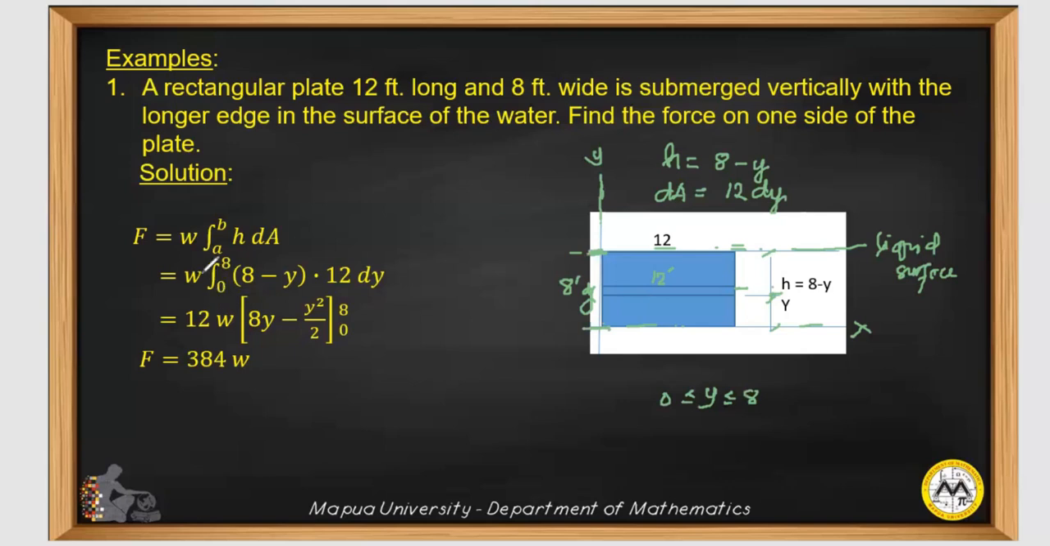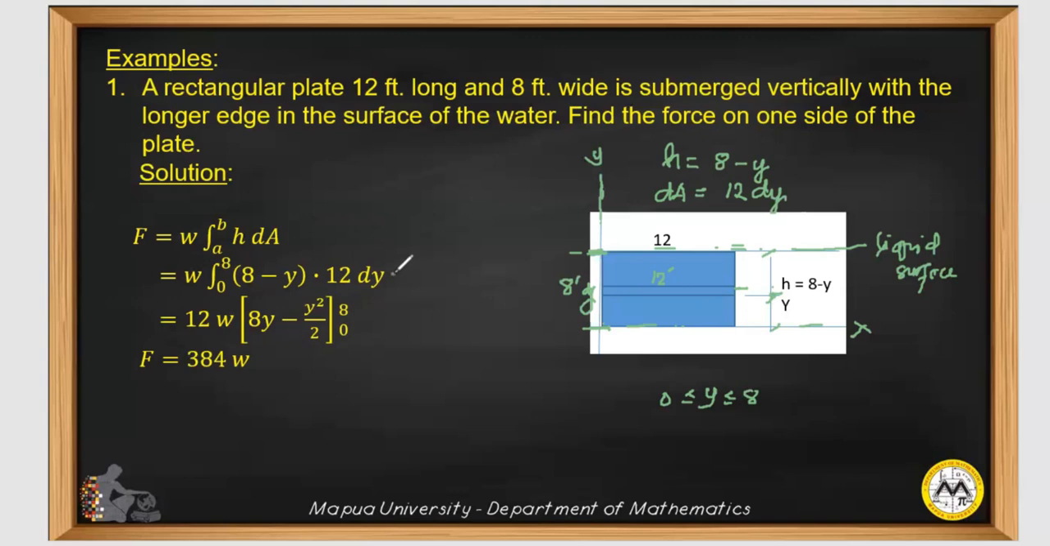And we can write 12, a constant factor in the integrand, before the integral sign, which will give us 12w. Then evaluate the integral of 8 minus y dy with respect to y. So the integral of 8 dy is 8y, and the integral of y dy is y squared over 2.